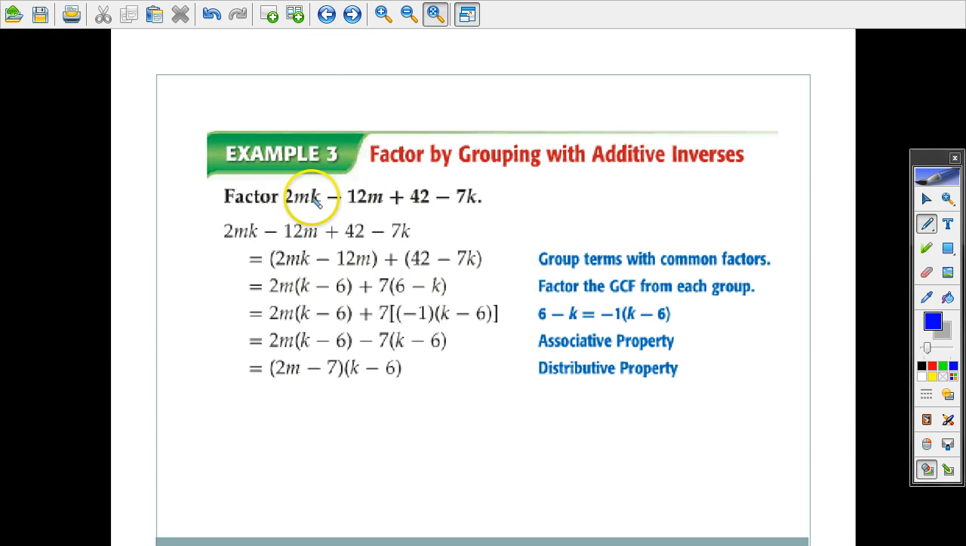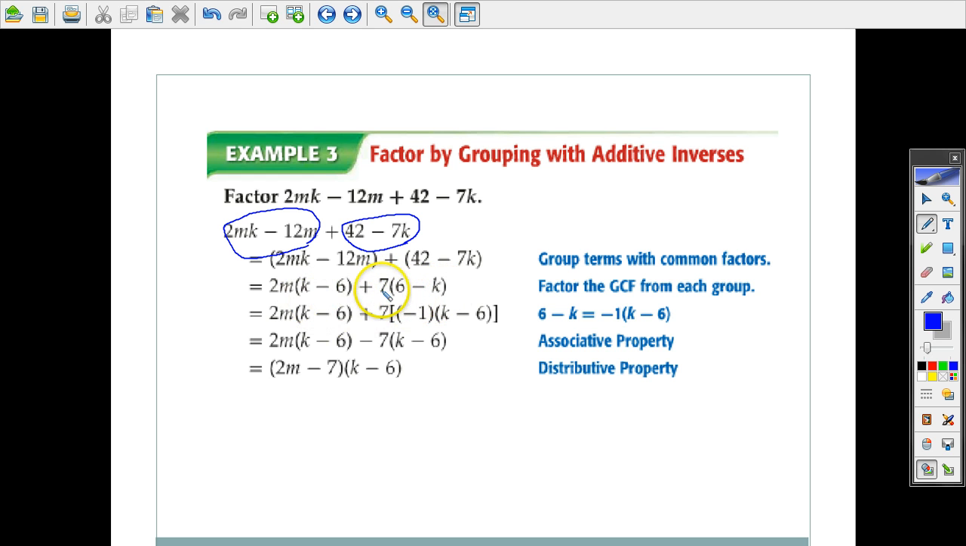So here's example 3, factor by grouping with additive inverses. So we're still grouping by factoring by grouping. Here you have 2m in common for these two. They took out the 2m. You have k minus 6 left here. And here you have 7 in common. So if you factor out the 7, you have your 6 minus k.